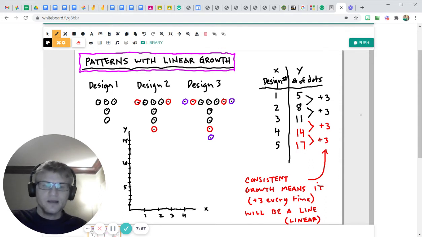Let's plot those points. The first point we're going to plot is 1, 5. So that means it starts right here. Notice how these line up, right? That lines up. That lines up.